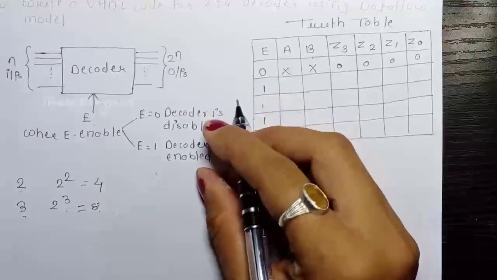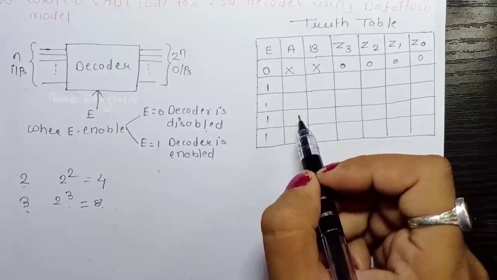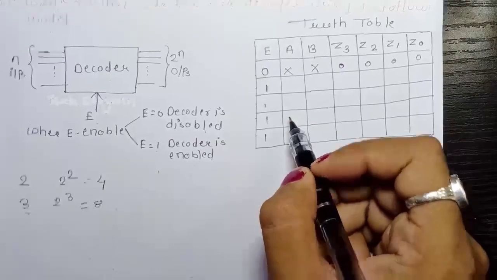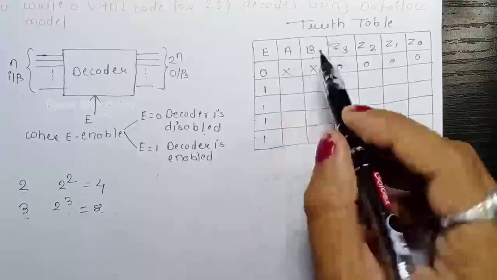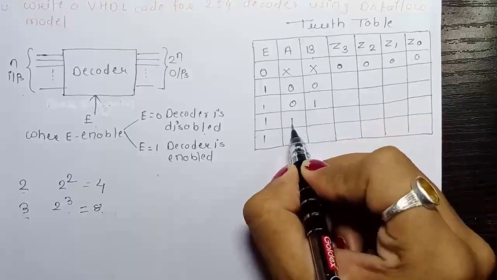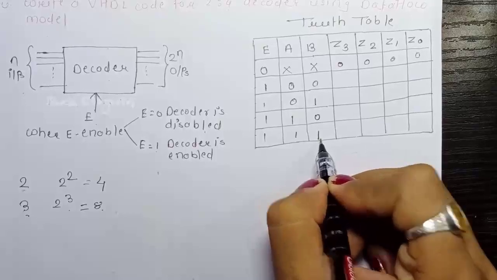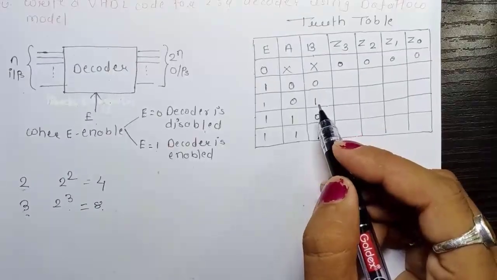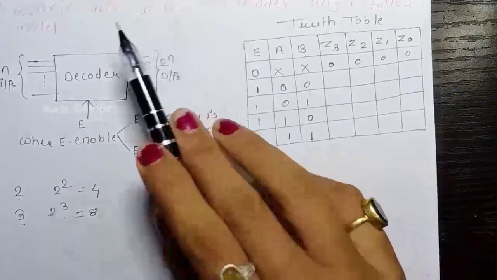Okay, so then you need to check for the inputs. That means now you have to check the combinations of input. For example, AB. Now there are 2 inputs, that means 4 possible combinations, that is 0 0, 0 1, 1 0 and 1 1.